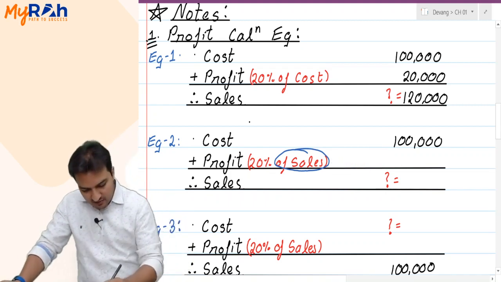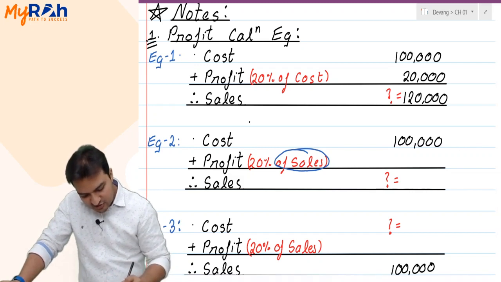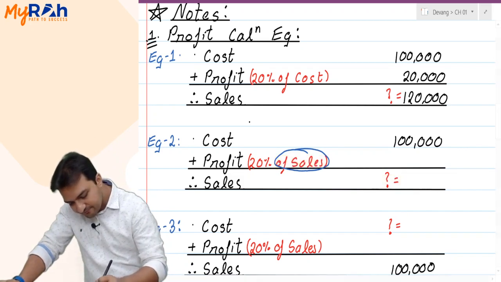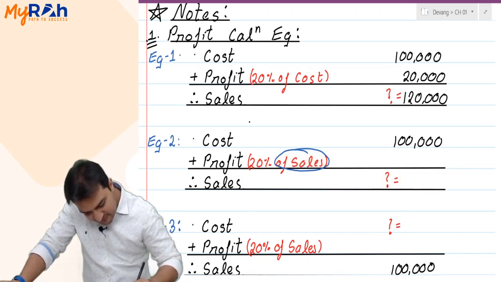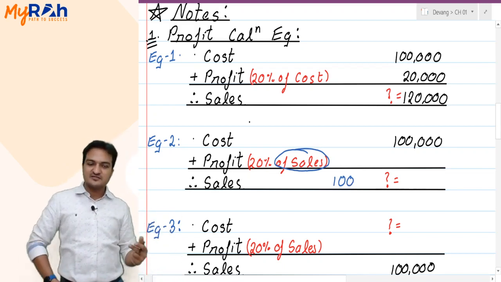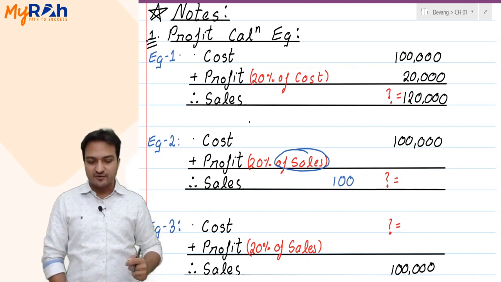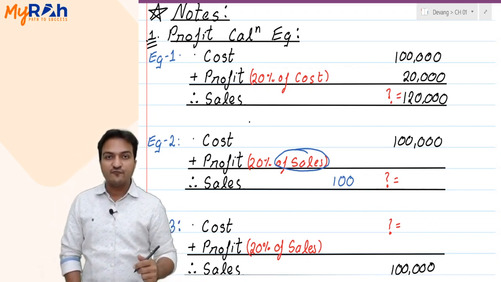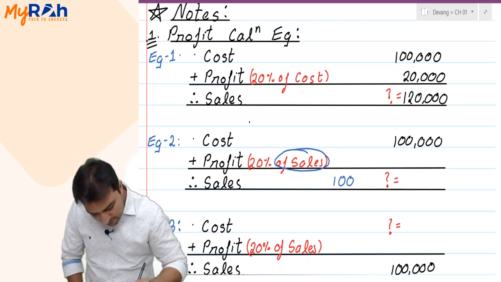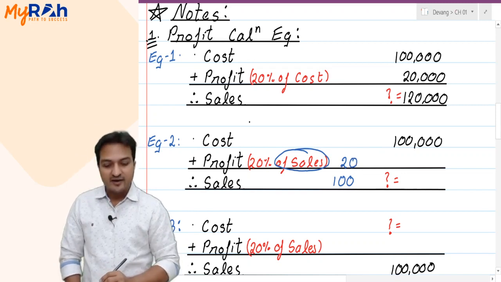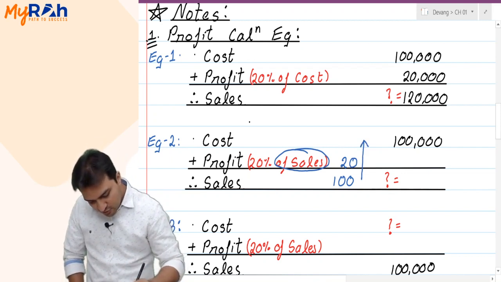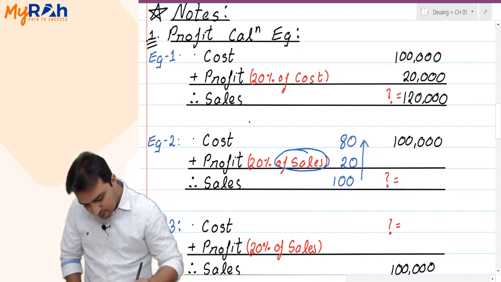Simple. If profit is given based on sales and the sales is missing, you start by assuming sales as 100. Now if sales is assumed 100, profit is 20% of sales, meaning 20% of 100, which will be 20. And if sales is 100 and profit is 20, then go reverse. What should be the cost? Therefore, cost has to be 80.